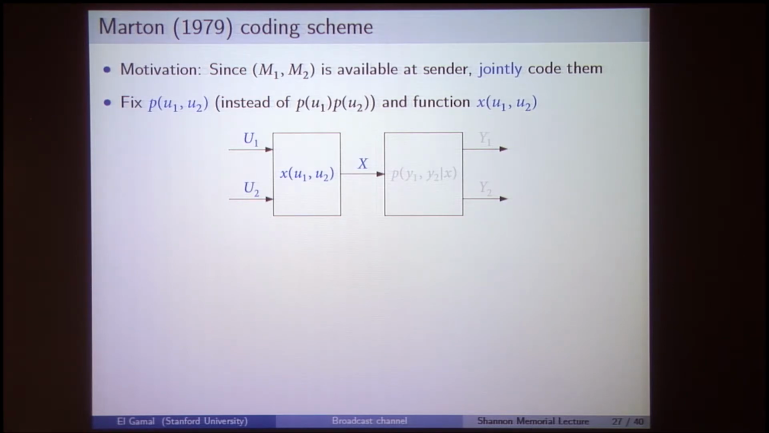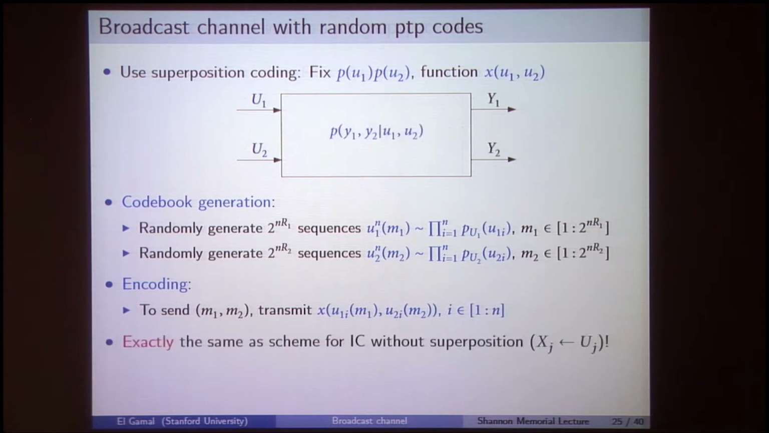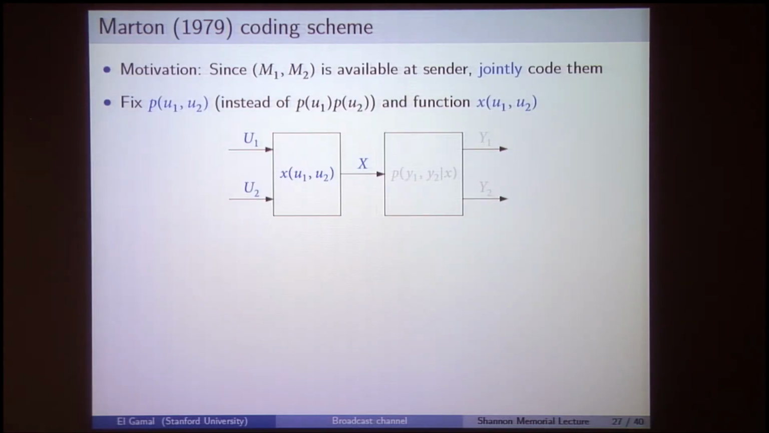Remember, I told you that when we did this coding scheme, we converted the broadcast channel into an interference channel in which each message is encoded separately, which doesn't make any sense because the sender has both messages, so they should be encoded jointly. Okay, so what we do is, instead of fixing a product probability mass function U1 and U2, we fix a joint probability mass function U1 and U2. Okay? And then, of course, a function from U1 and U2 to X, as before.